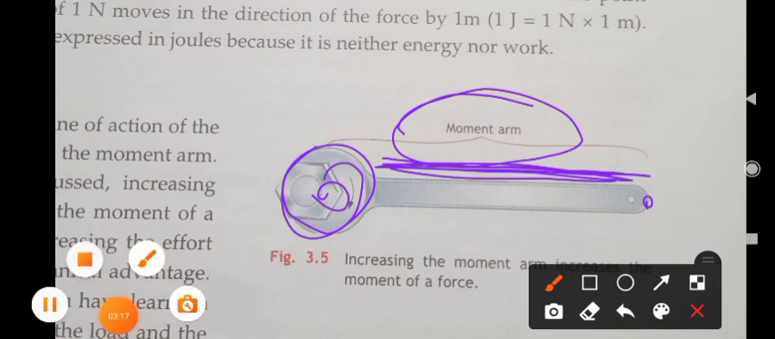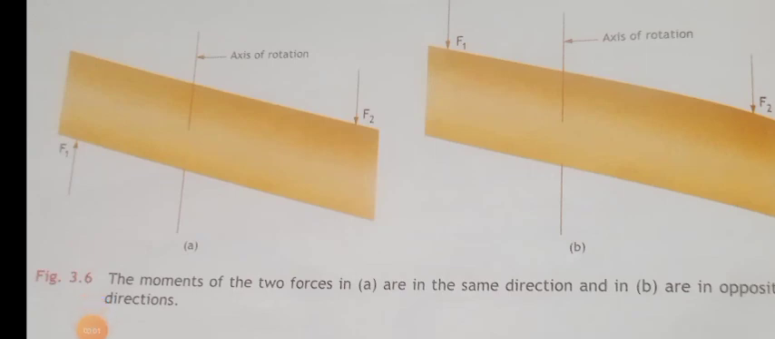Okay, children? If the effect of force is to rotate a body in the anti-clockwise direction, the moment of the force is called anti-clockwise moment and is taken to be positive. If we are applying a force and the force tends to rotate that object in the anti-clockwise direction, then the moment is also called anti-clockwise moment, and it is a positive quantity.